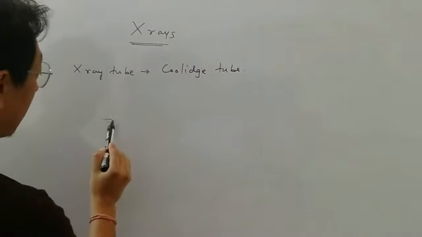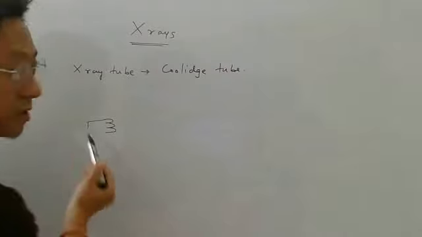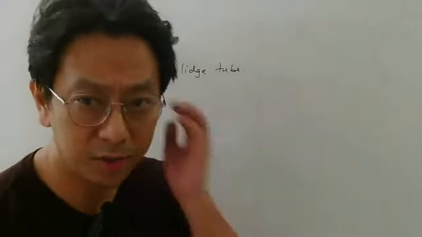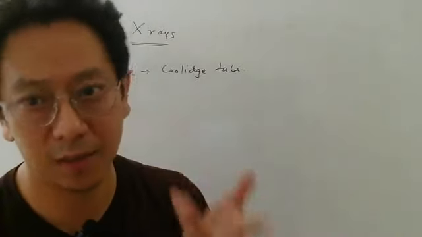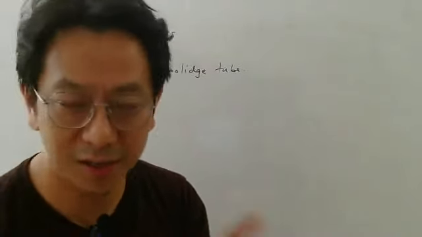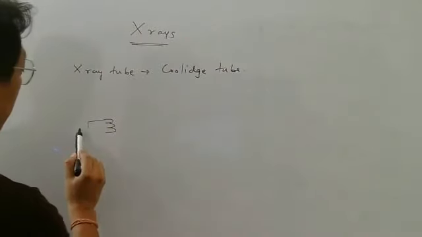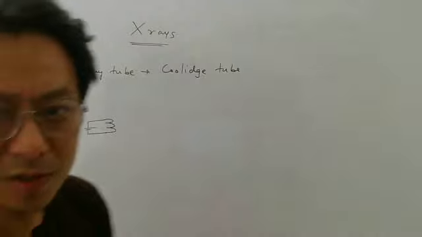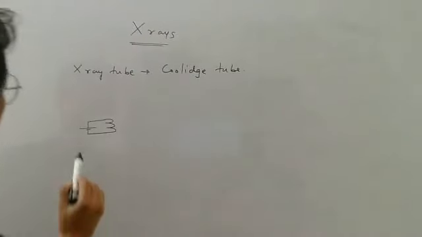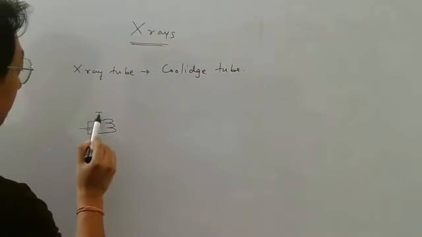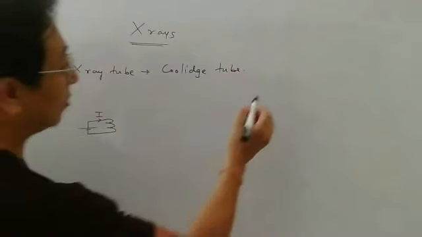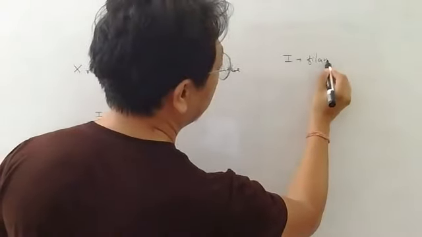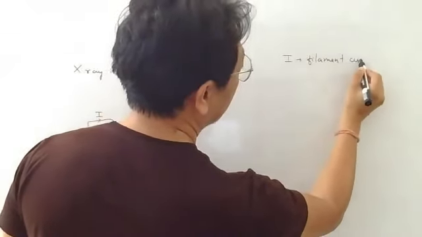So there will be a filament here, tungsten filament. Tungsten because it has a high melting point. So we don't want the material to melt the moment it is little hot, right? And using some low tension battery, low tension battery means low voltage battery, we will pass current I. This I is quite important for us. So we will call this I filament current.